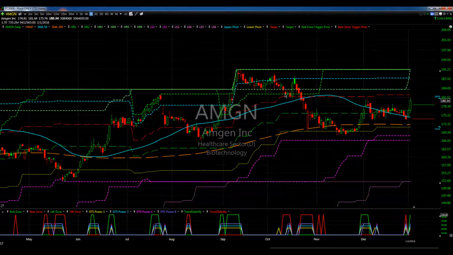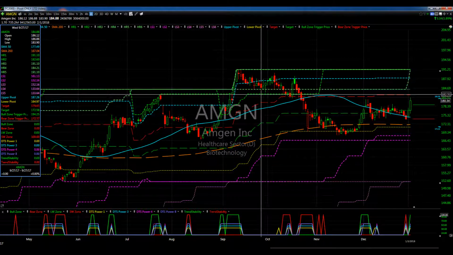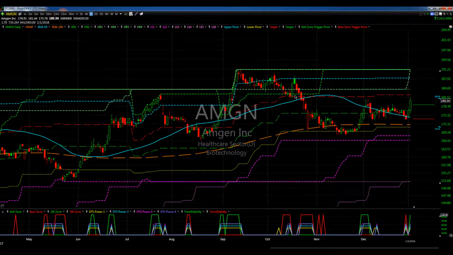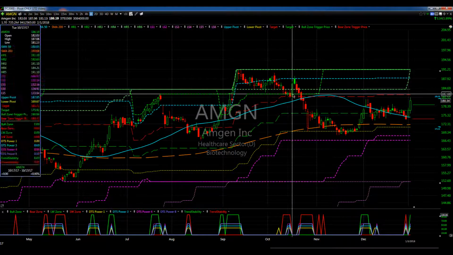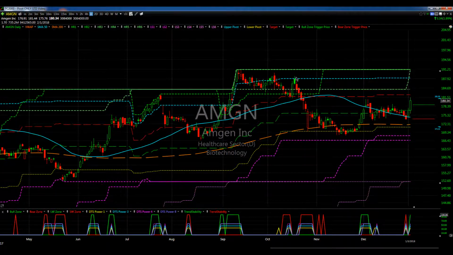It did go down for a few days, but these green lines are support, and that's why it fought for a few days, tried to bounce back up, headed back down again, came right back into the bear zone, excuse me, and continued on down.